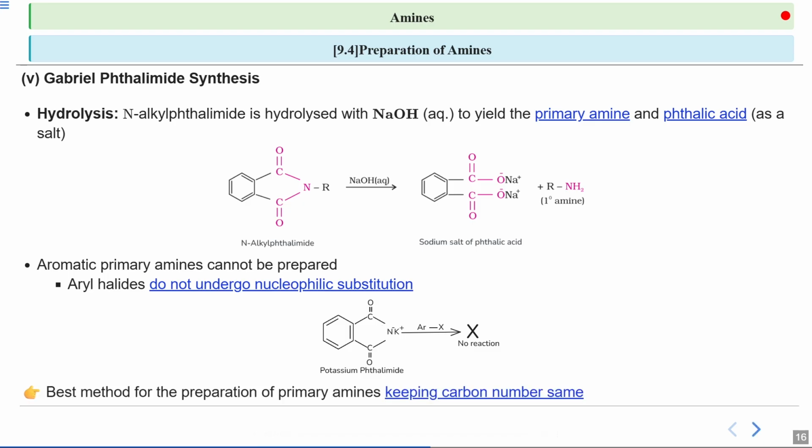So we can say that Gabriel phthalimide is the best method for preparing primary amines when we want to keep the carbon number unchanged. Okay, so it is efficient for aliphatic amines, but not for the aromatic ones. So you have to remember both the advantage as well as the limitations.